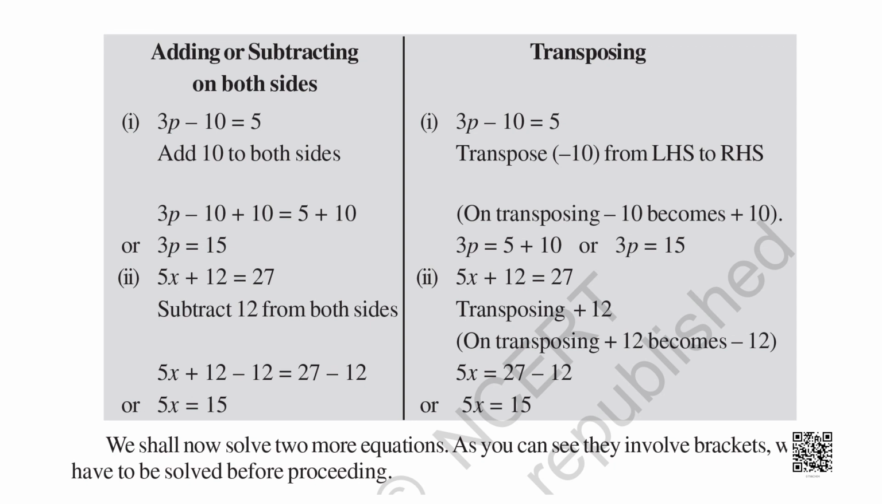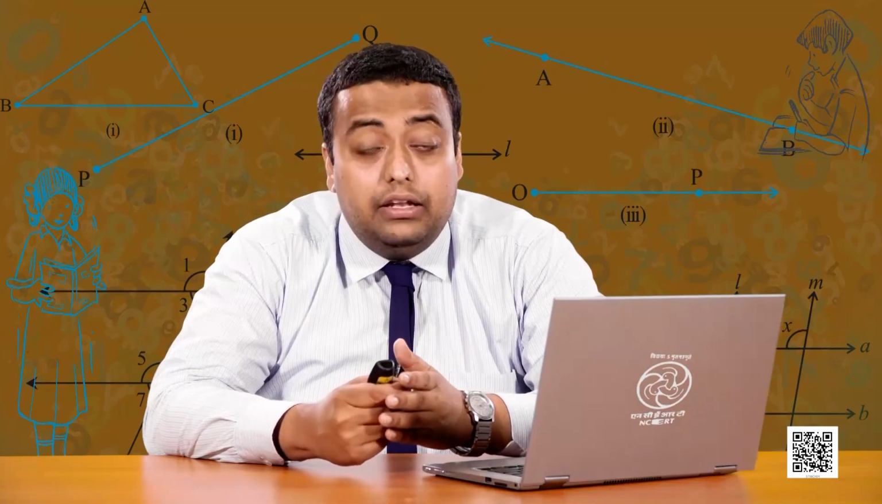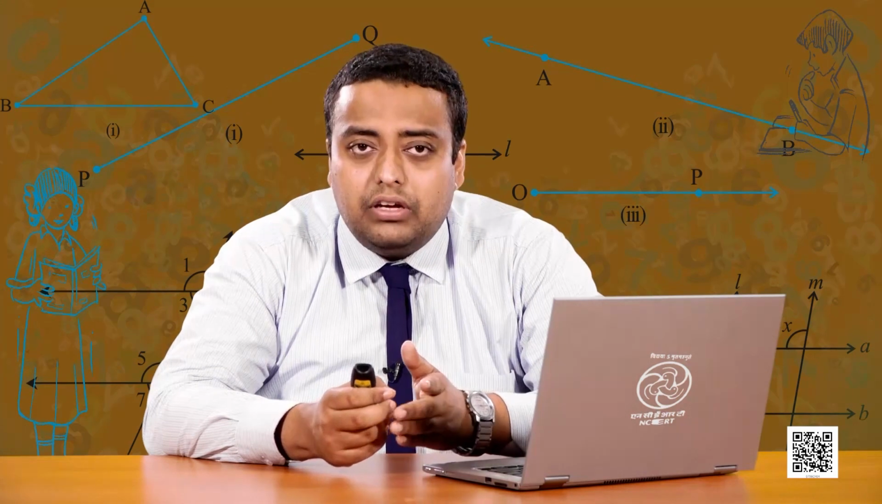If we do the transposing of this, we will do 3p minus 10 is equal to 5, transposing minus 10 from LHS to RHS. On transposing, minus 10 becomes plus 10, which will bring us to 3p is equal to 5 plus 10, or 3p is equal to 15. So you see, students, the answer is the same. Hence, we can try the transposing method also.